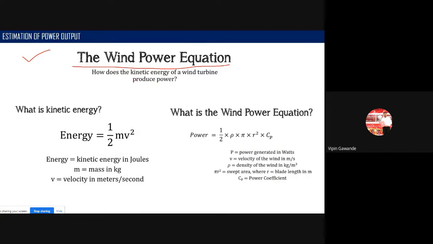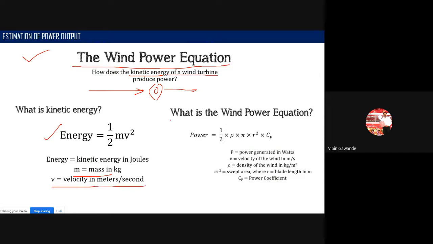We know that whenever the wind is flowing, it has some kinetic energy, and that kinetic energy is converted into power using our wind turbine. The kinetic energy is given by E = 1/2 m v squared, where E denotes the kinetic energy in joules, m is the mass in kg, and v is the velocity in meters per second.